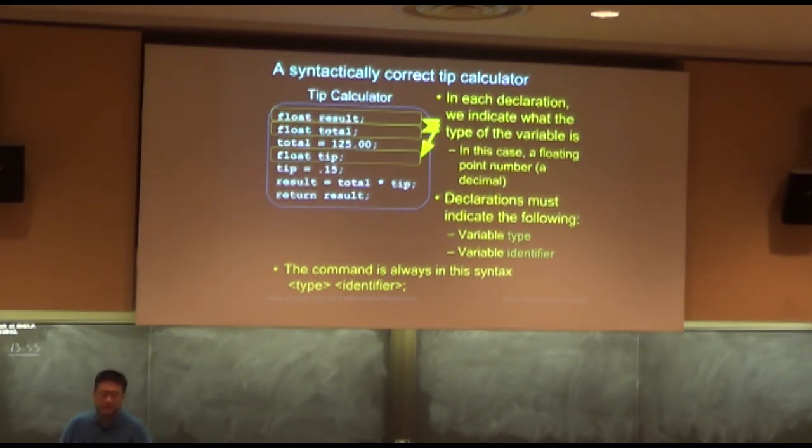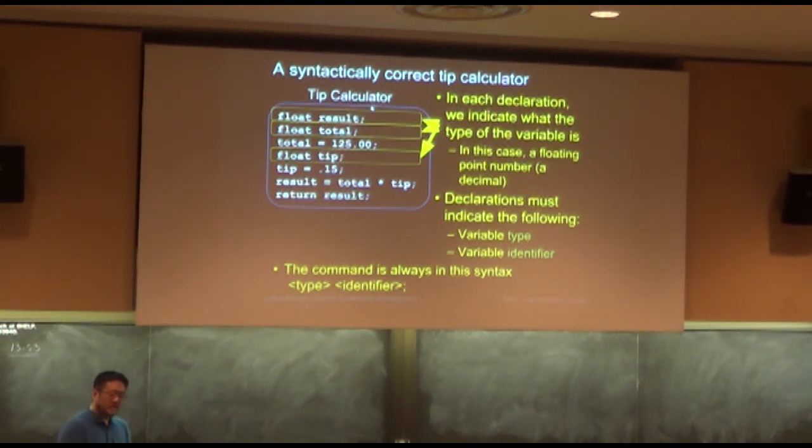Okay, so here in our syntactically correct tip calculator, you'll see that we're declaring the particular type that's going to be stored in each variable, in this case floats. And when we declare, remember that we always declare the variable type, like float, and then the identifier results, and it's always followed by a semicolon to indicate the end of that command.